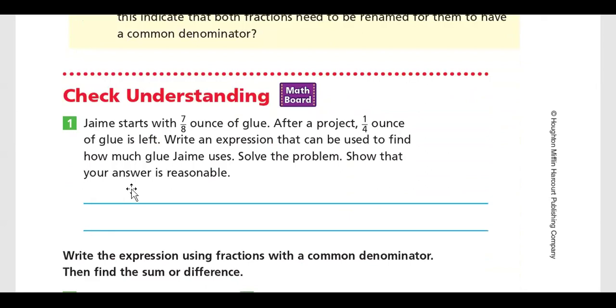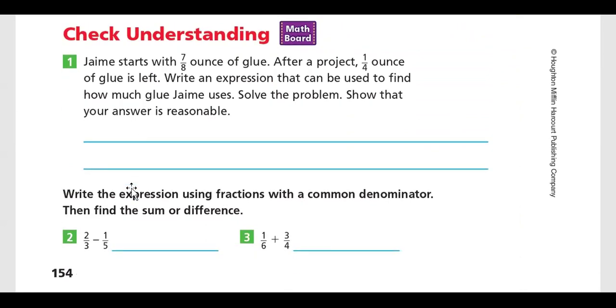Check understanding. Jim starts with 7 over 8 ounces of glue. After a project, 1 over 4 ounce of glue is left. Write an expression that can be used to find how much glue Jim uses. Solve the problem. As we know here, 1 over 4 is left.